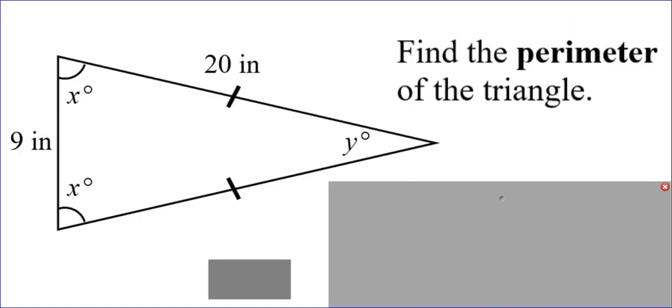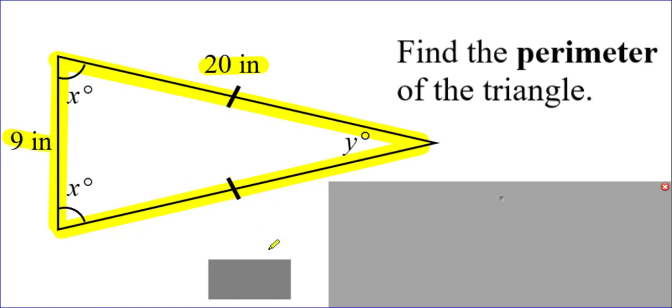All right, let's switch it up. Find the perimeter of this triangle. If you don't remember what perimeter means, it is the sum of the sides all added together. So the top right side and the bottom right side and the left side added together, that is how we're going to get perimeter. We know the top side here is 20 inches. We know the left side is 9 inches.